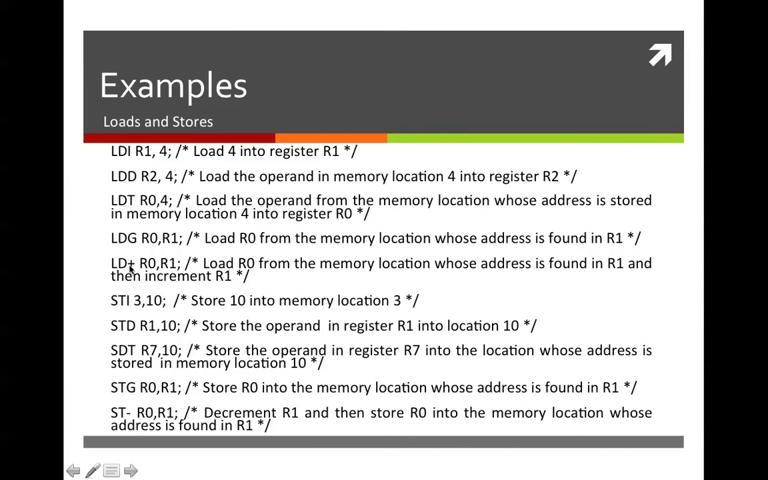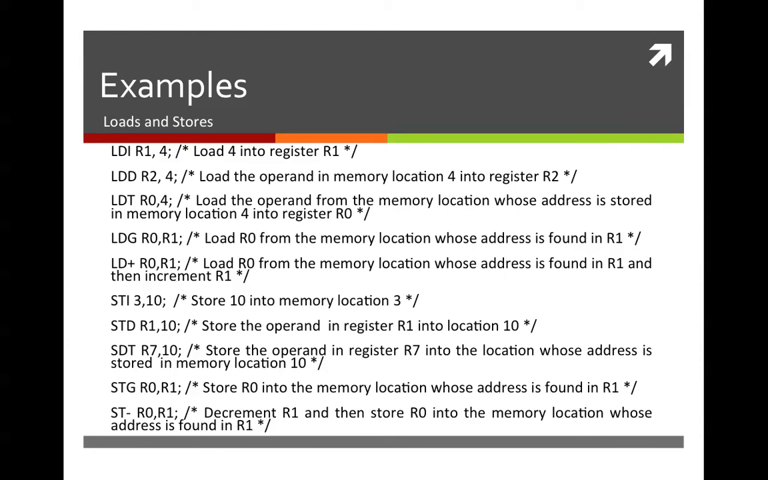If it's LD plus, then it's an auto increment load. R1 is the register that's actually used that holds the address of the operand that goes into R0, but then the value of R1 is incremented by 1 to point to the next location. That's auto increment. STI 3, 10 is like LDI, except 3 is the location into which 10 is stored. STD R1, 10 is like direct store.